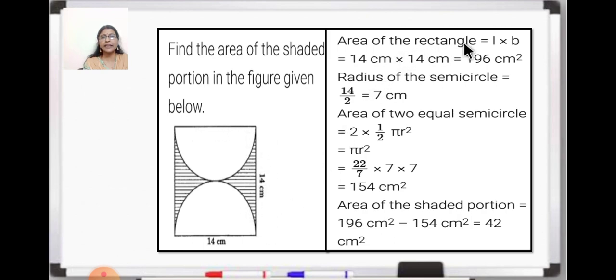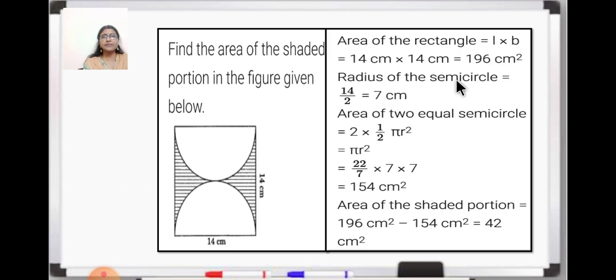So first we'll find out the area of a rectangle, which is L into B. Length is given as 14 and breadth is also 14. Whatever is the value given, we'll have to multiply. And then when you solve it, you'll get 196 centimeters square.